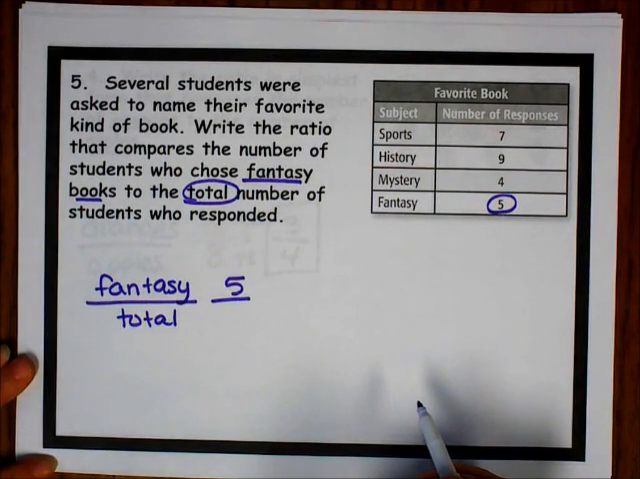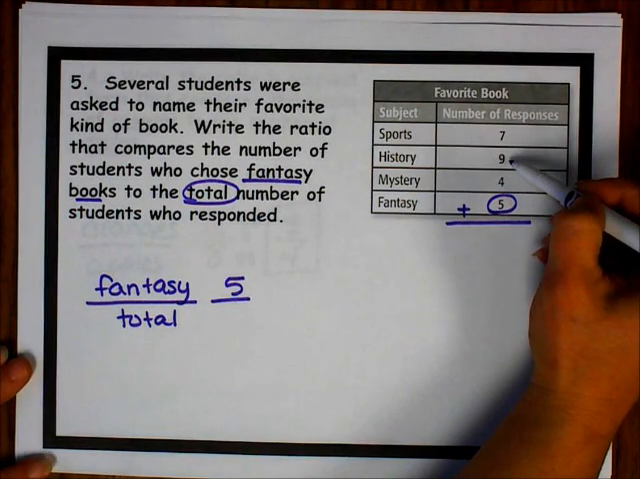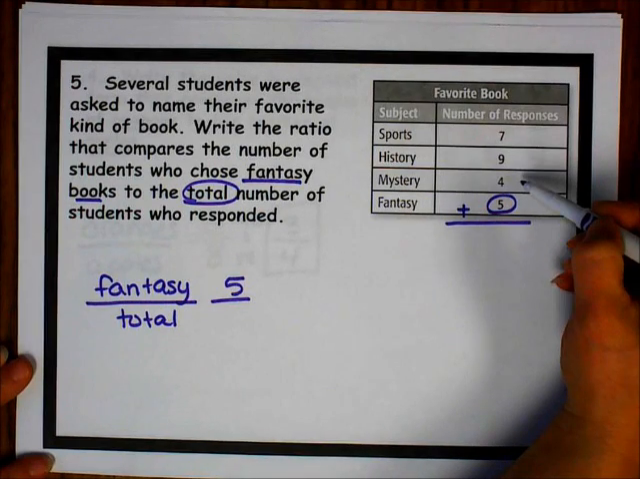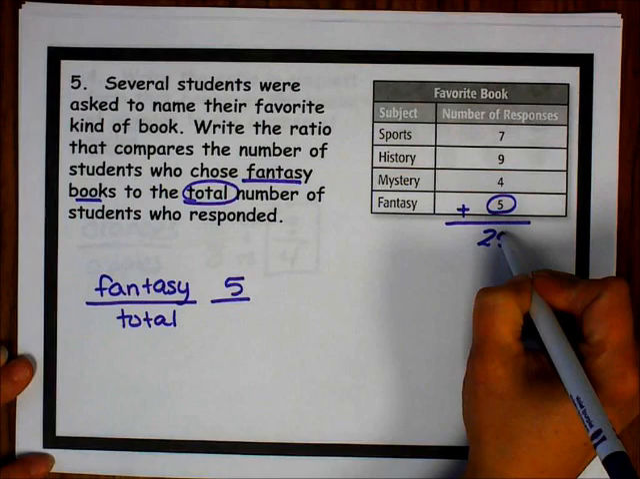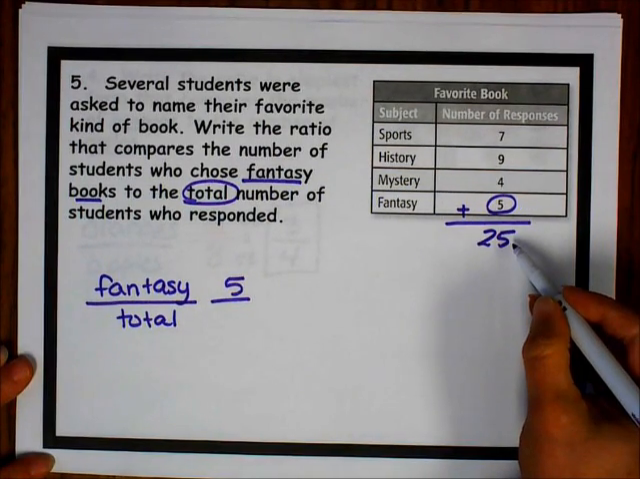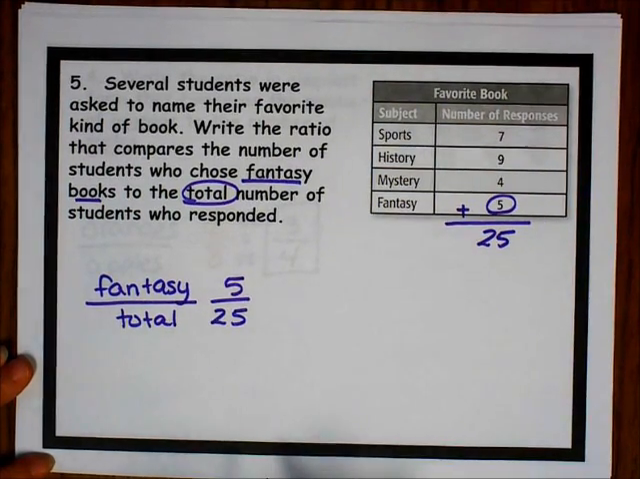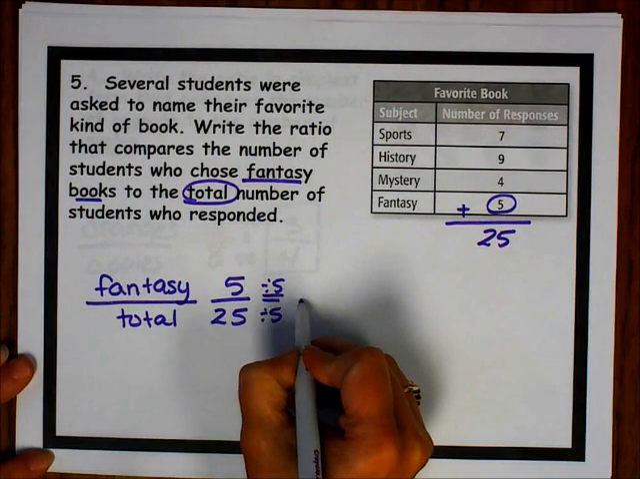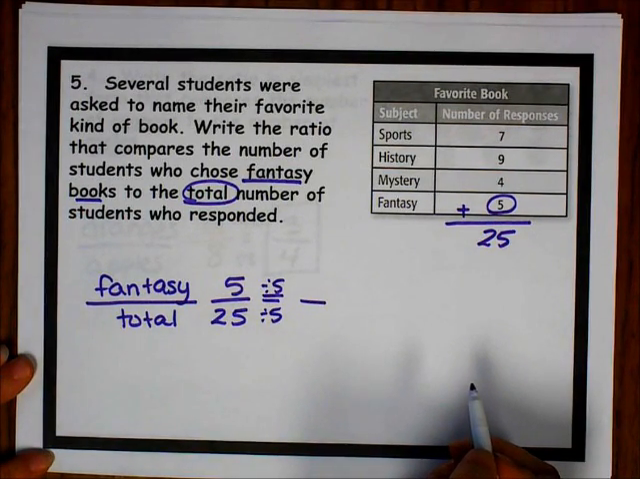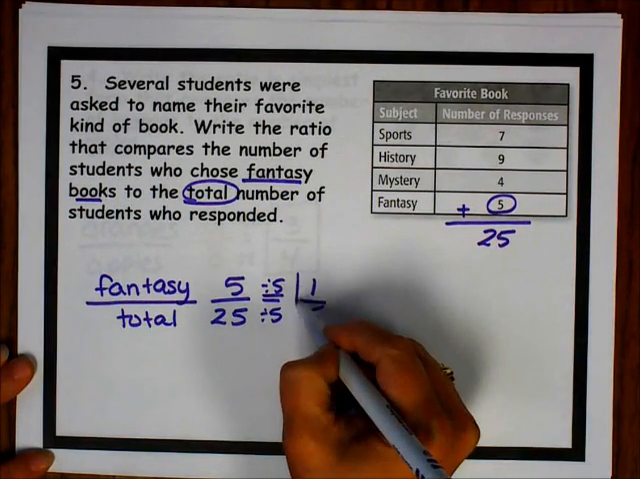Now we need to find the total, so we're going to add all of our numbers together. 7 plus 9 is 16. 16 plus 4 is 20. 20 plus 5 is 25. So there were a total of 25 students who answered the survey. So 25 tells me how many total. So I'm going to divide both by 5. So the ratio of fantasy books to all books chosen was 1 to 5.